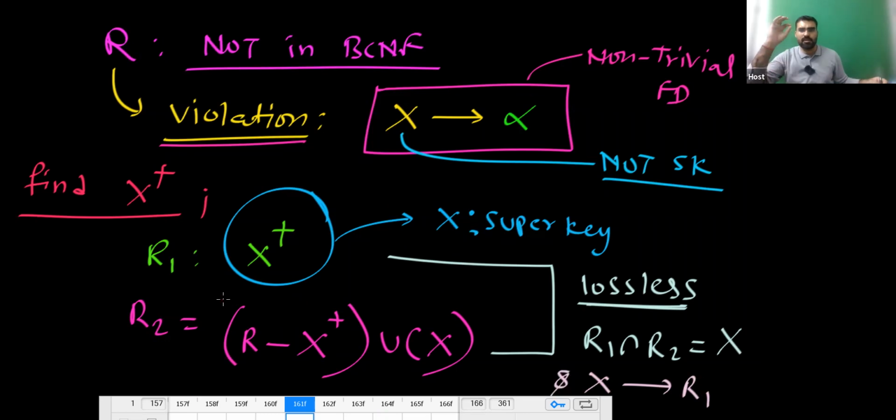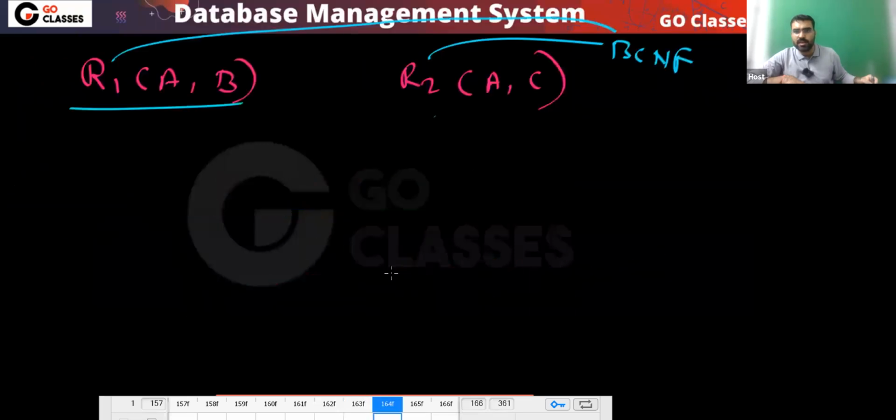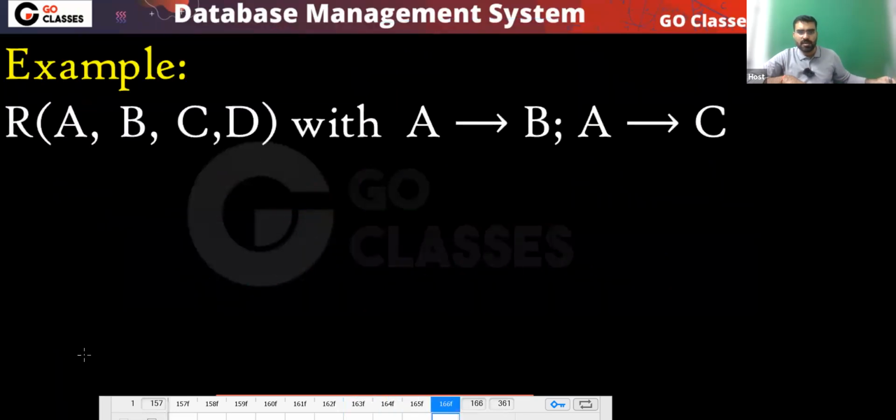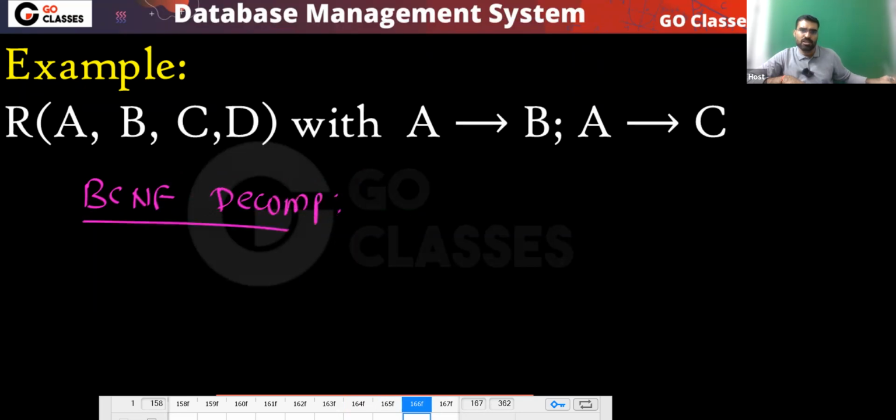So this is a guarantee that it will be lossless. Is this clear? AC, and you can notice this is BCNF and this is lossless. So this is your answer. That's it. So very simple, this algorithm. Now let's see this. Don't worry, we are going to take a lot of questions.